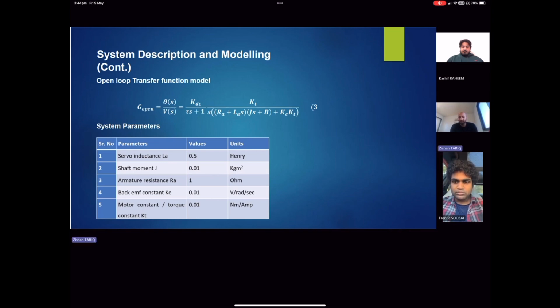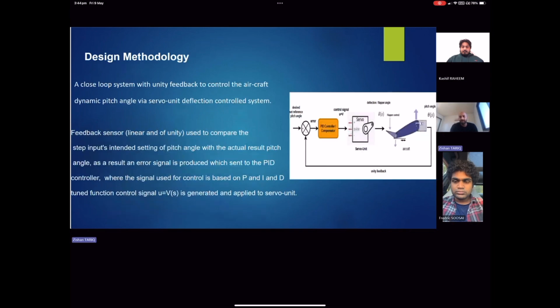Here is our design methodology. If we look at the right hand side, the servo, the servo unit, and the aircraft, this is our model, this is our system. And we have a PID controller before our system. This is our design diagram. So that's a closed loop system with unity feedback.